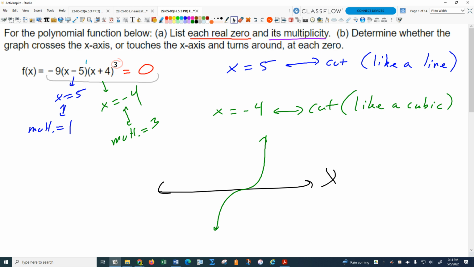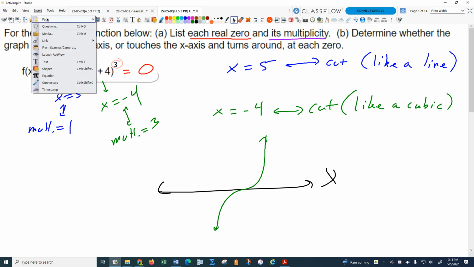Yes? Could we go over 16? Yes, we can. Same assignment? Yep. Yeah, okay, this is kind of a bonus one. This is a little tricky. Okay, I'm going to do this a little differently.